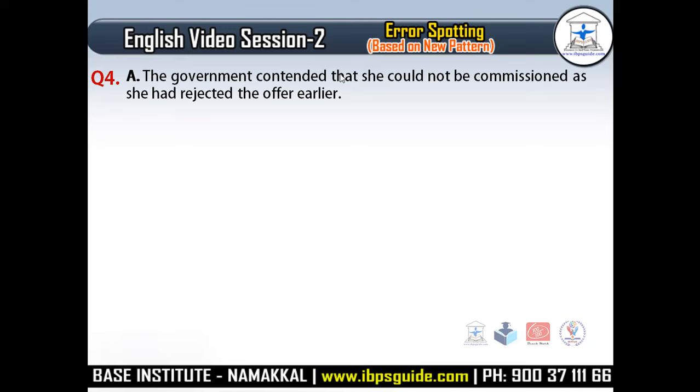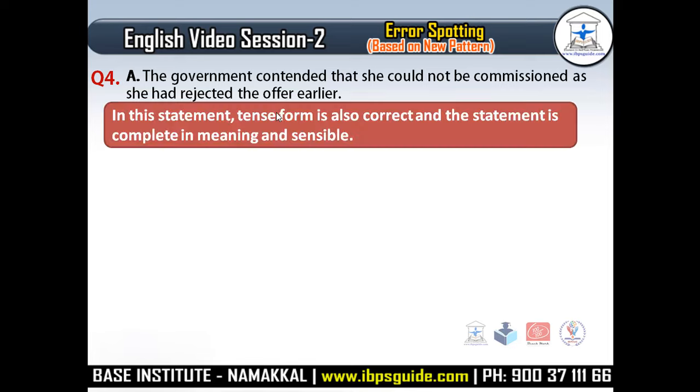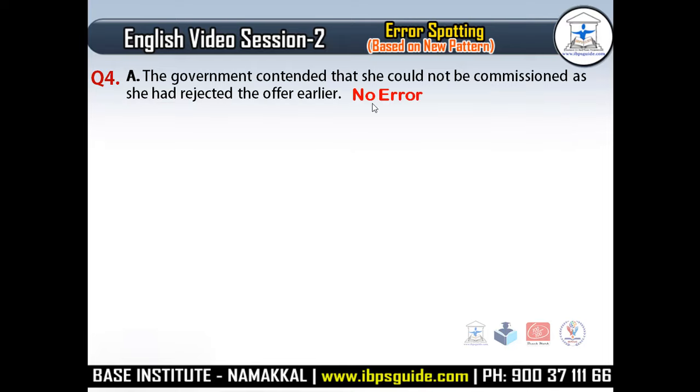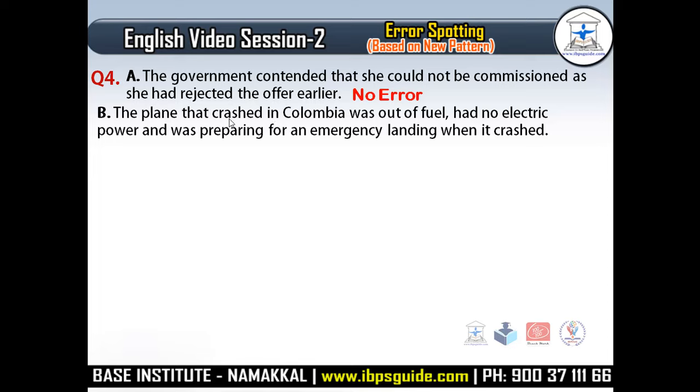Fourth question, first statement: The government contended that she could not be commissioned as she had rejected the offer earlier. In this statement, tense form is correct and the statement is complete in meaning and sensible, so there is no error in it. Second statement: The plane that crashed in Colombia was out of fuel, had no electric power and was preparing for an emergency landing when it crashed.